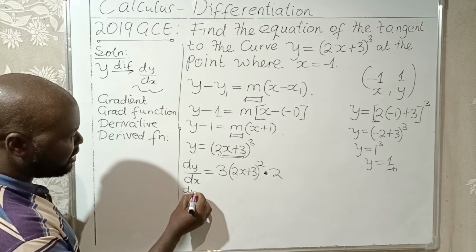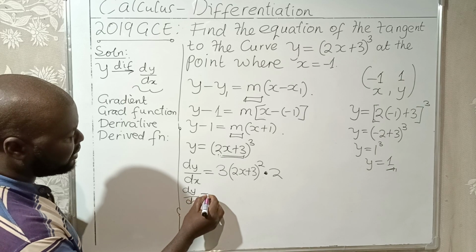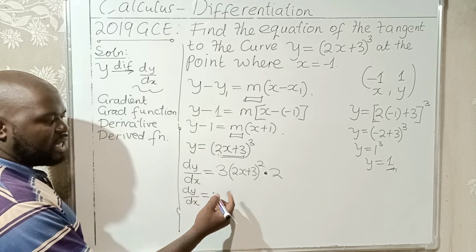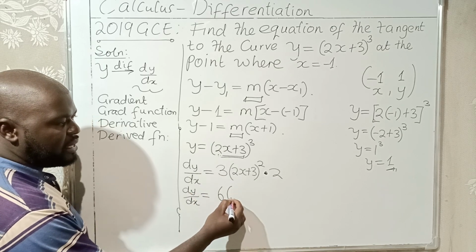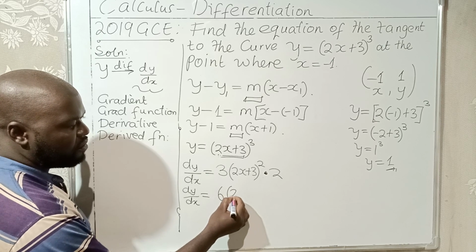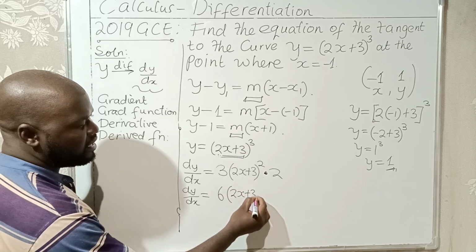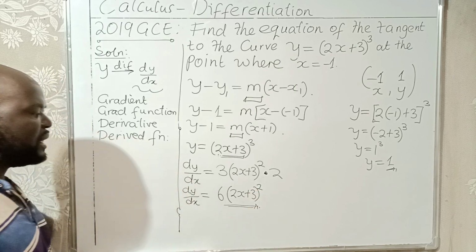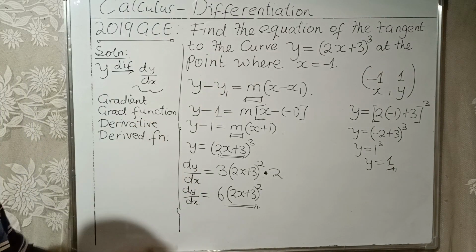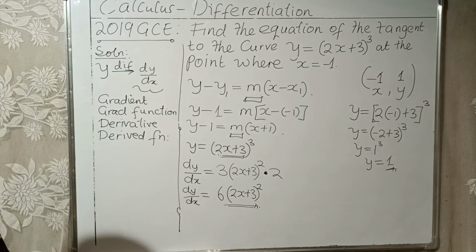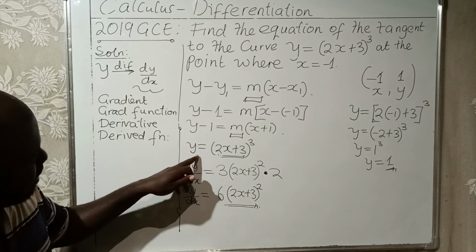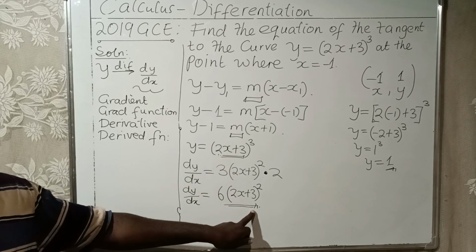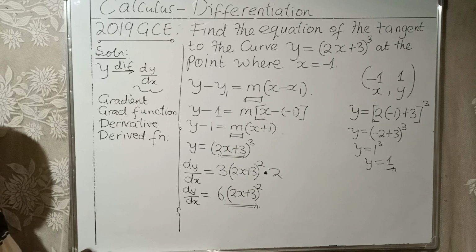So finally, our dy dx is, we can multiply this 2 by 3, and we are going to get 6 outside. Then inside there we shall have 2x plus 3 index 2. So basically, this is the gradient function. We have differentiated this expression, and the derivative of this is this one. Now, this is the gradient function.